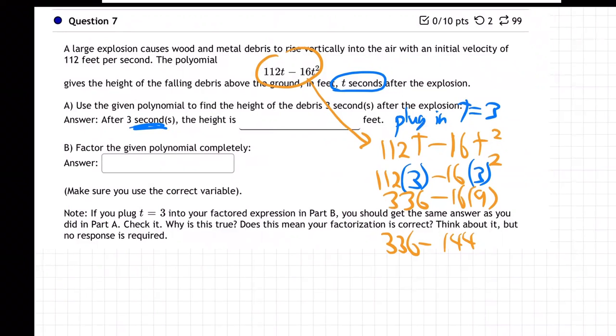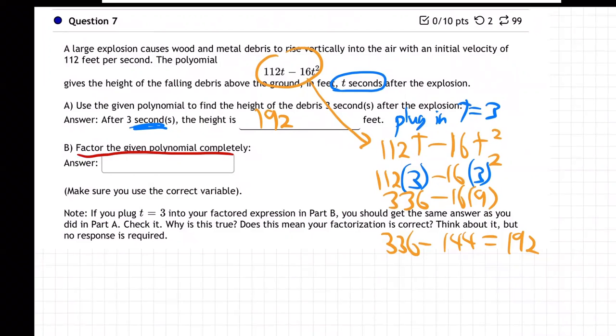And then what is that? I think it's 192. So I think it'd be 192. Yeah, so there we go. So that's that part. Now part B says something else. Part B says factor the given polynomial completely.